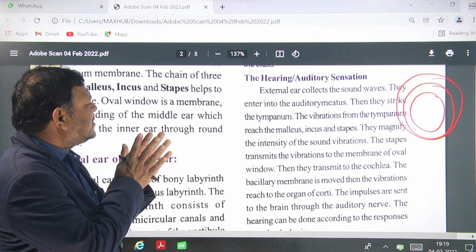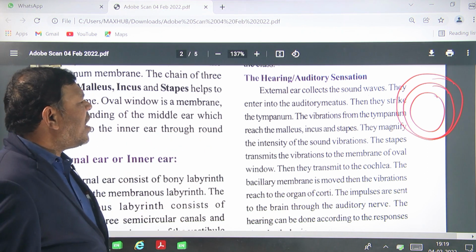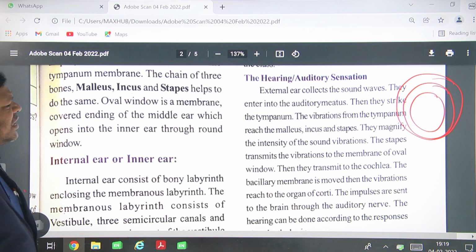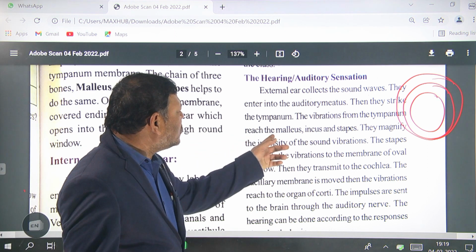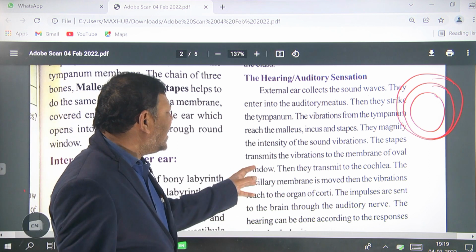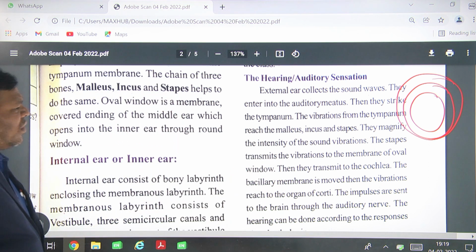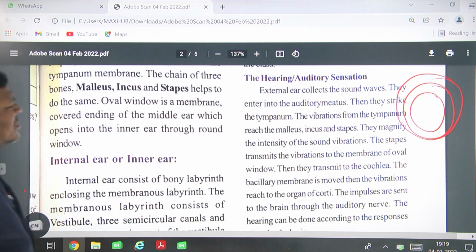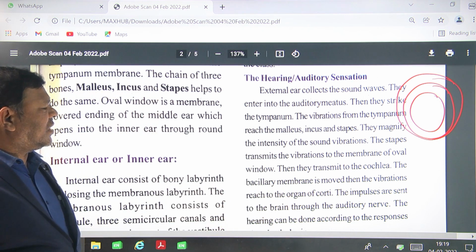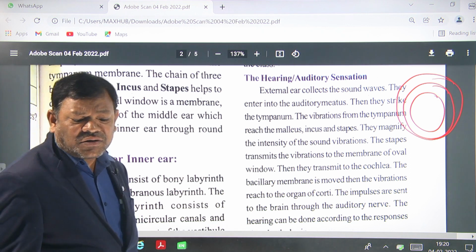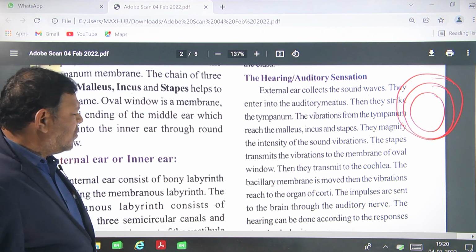So first the external ear collects the sound wave, which enters the auditory meatus. After the auditory meatus, it strikes the tympanum, and the vibration goes through the malleus, incus and stapes. After magnifying the sound vibration, it enters the inner ear. In the inner ear, it enters the membrane of the oval window, then is transmitted to the cochlea. Through the basilar membrane, it is moved, and the vibration reaches the organ of Corti. Then the impulses are sent to the brain through the auditory nerve, and the brain gives the response.